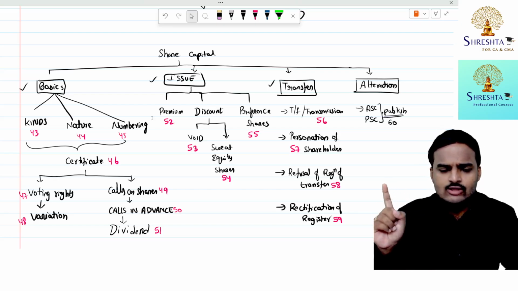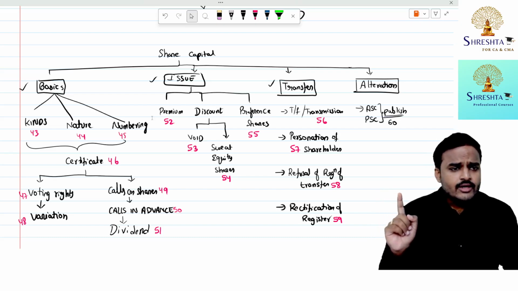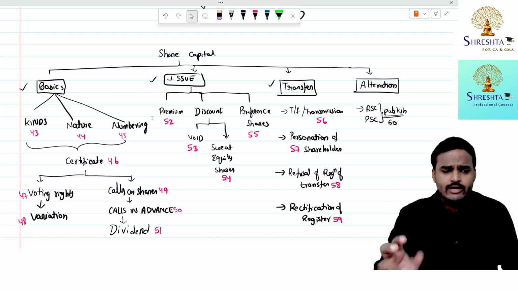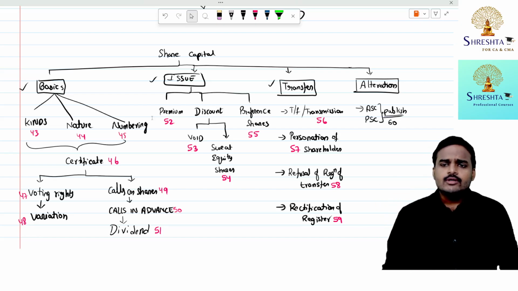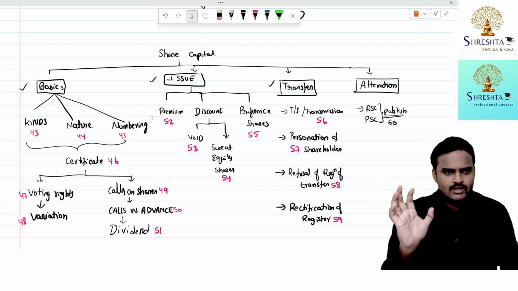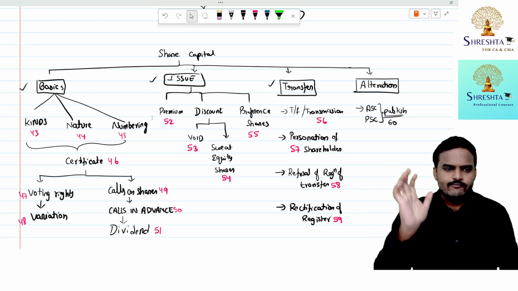Issue of shares at a discount, void, section 53. Issue of sweat equity shares, section 54. Next, issue and redemption of preference shares, section 55. Issue completed. Next, transfer or transmission of securities, section 56.